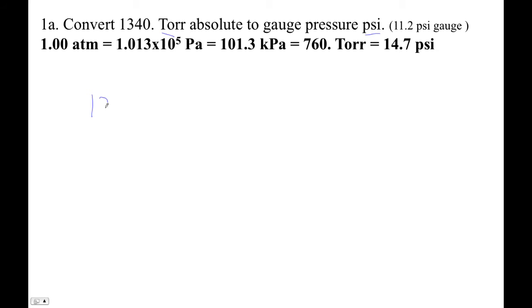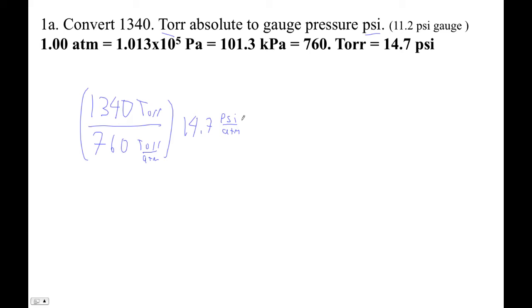So what I'm going to do is go 1340 torr and divide that by 760 torr. And I'll get a fraction. This is how many atmospheres, right? Basically, this is going to be the number of atmospheres. And then I'm going to multiply that by an atmosphere in PSI. And really, this is PSI per ATM. And the units all cancel out, right? The per ATMs go away, and we end up with PSI.